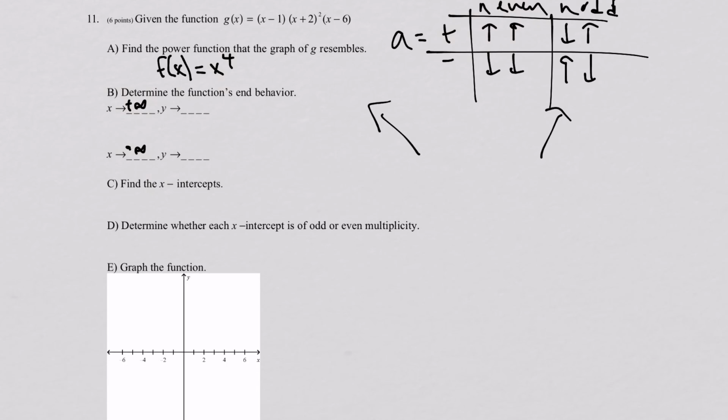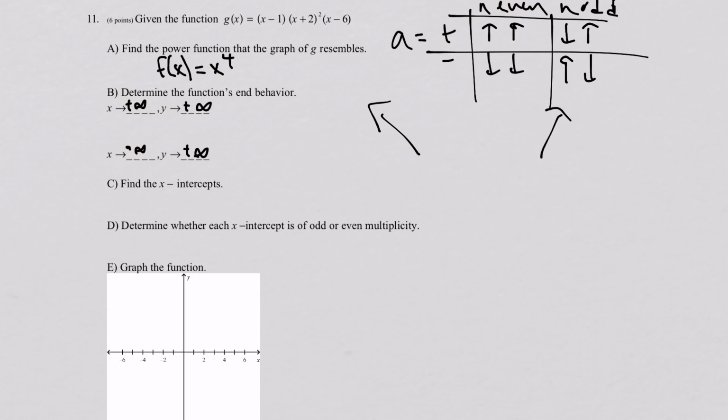Okay? So let's answer the question. As x goes to the right, what does y do? Does it go up or does it go down? So as x goes to the right, y is going up, right? So x approaches positive infinity, y also approaches positive infinity. As x goes to the left, that's what this means, negative infinity. As x goes this way, what's y doing? It's going up, right? So as x approaches negative infinity, y approaches positive infinity. There. That's the end behavior.